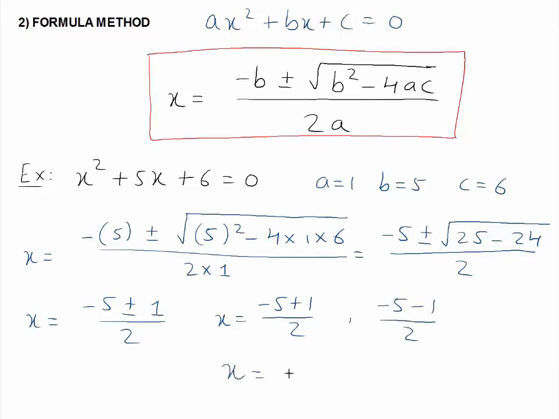So we get x as minus 4 by 2, that is minus 2 comma minus 3, which are the same roots that we got earlier. The formula method primarily helps when it is difficult to factorize a given equation. So let's see an example: x square minus 3x plus 1 equals 0.